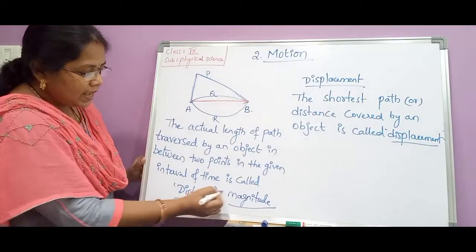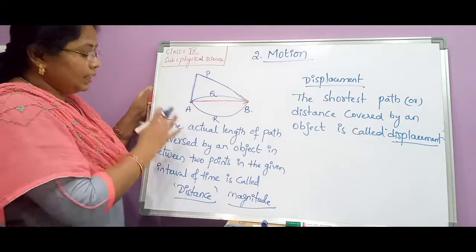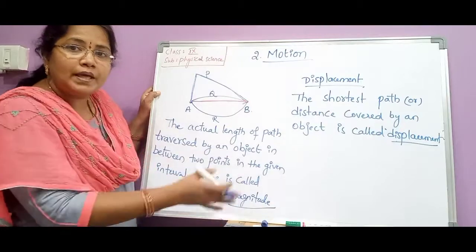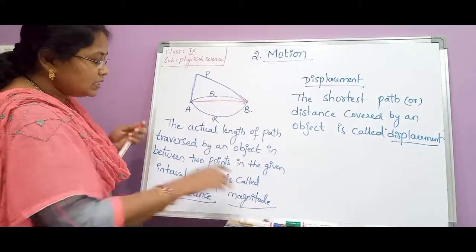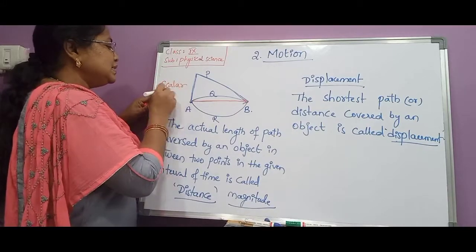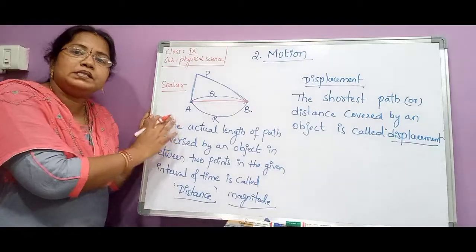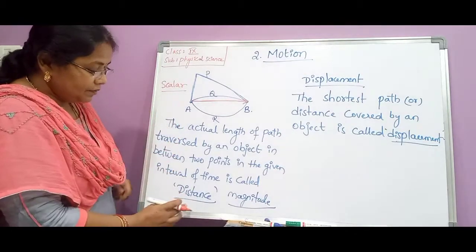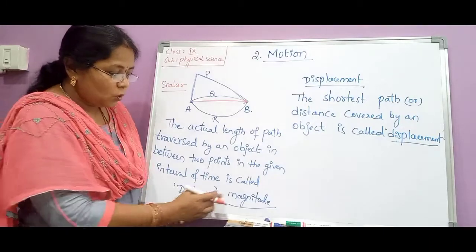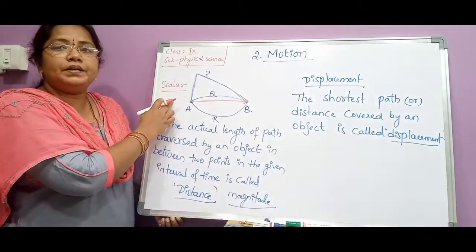So it has only magnitude but there is no direction. Any physical quantity which has only magnitude but no direction, we call such properties scalar properties. What is a scalar property, children? Once again, listen. Any physical property or physical quantity which has only magnitude but no direction is called a scalar property.